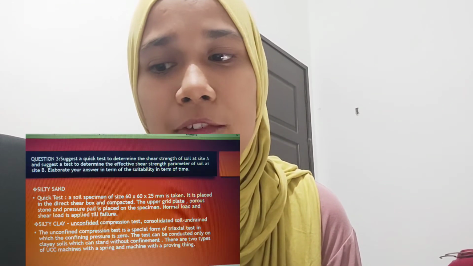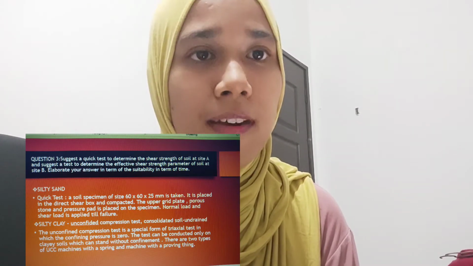There are two types of UCC machines, one with a spring and one with a proving ring. A compressive force is applied to the specimen till failure. The compressive load can be measured using the proving ring.